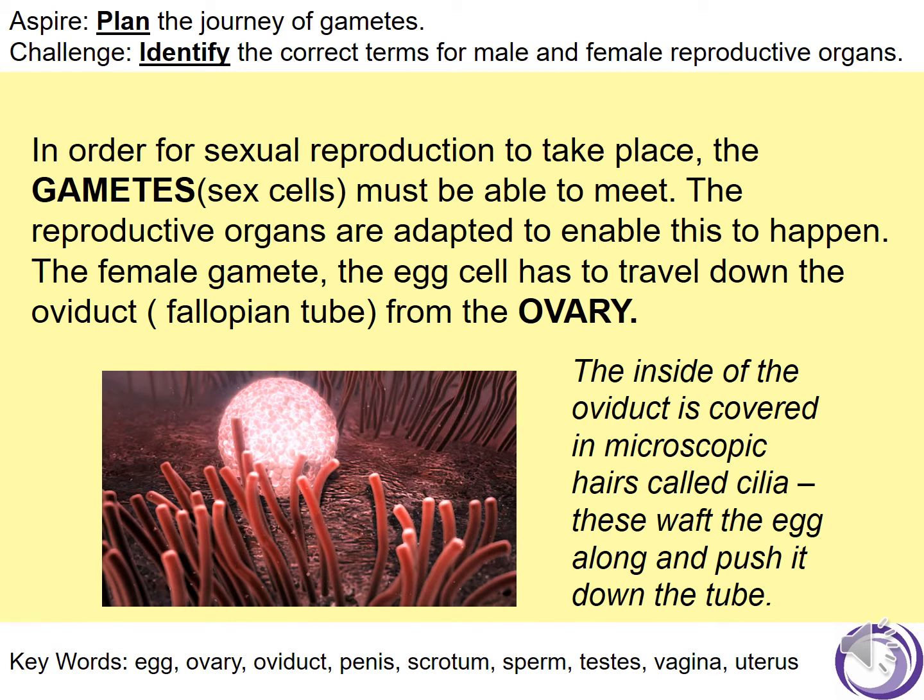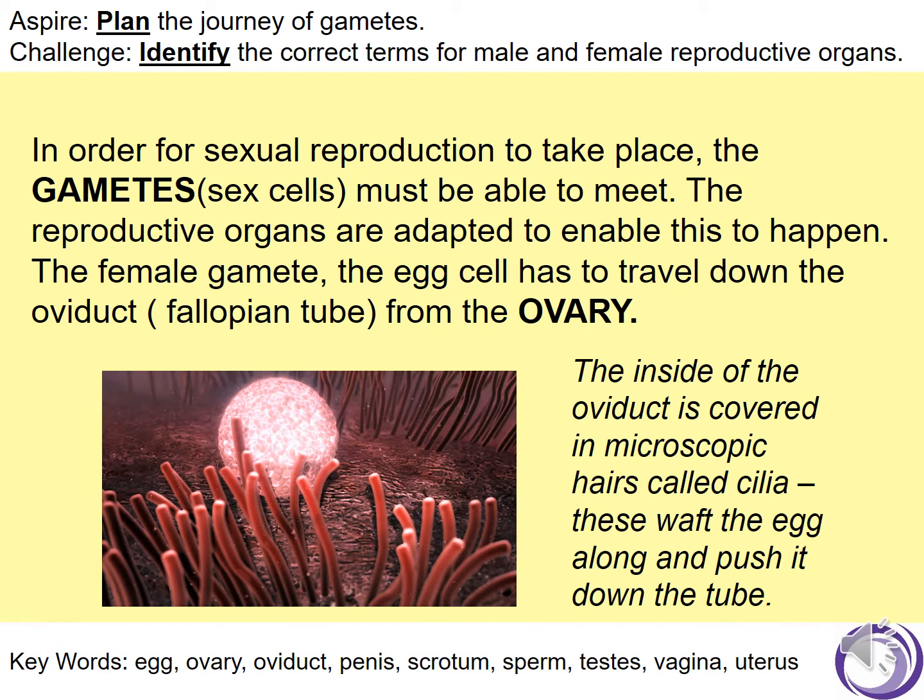Okay, so this hasn't got a timer on it, so we're not going to write this down, but it's interesting information. We have a photograph there of the inside of a part of the female reproductive system called an oviduct, and in there we have microscopic hairs which are called cilia. We also have them in our noses, which is interesting, and these waft the egg along and push it down the tube towards the womb or uterus. That's obviously a journey that's needed if it's going to be fertilized by sperm which are swimming upwards on their journey to fertilize the egg.